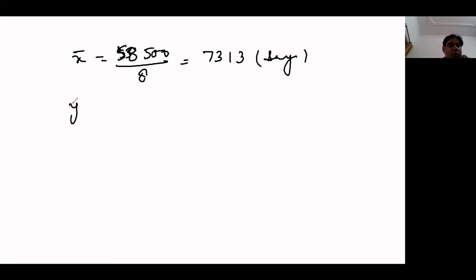Now x bar works out to 58,500 divided by how many values? 8. You get a value of 731, right? What about y bar? Y bar would be 5,500 by 7. It has to be one less because it is increment over increment. You get a value of approximately 786.